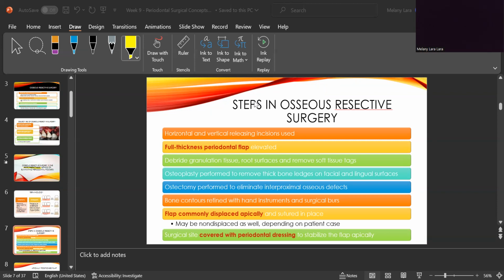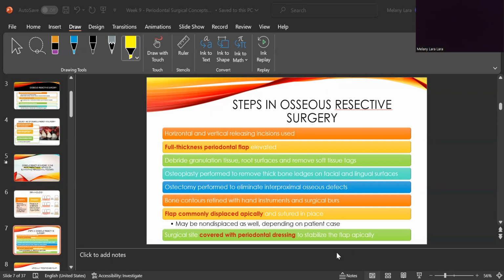Now, depending on the patient, like I mentioned, they're most commonly going to be displaced apically, but there might be instances where they will do a non-displaced flap. This completely depends on the patient. But most of the time, if we're going in with the intent of pocket reduction with osseous resection surgery, that flap's going to be displaced. Okay. So if I ever ask you a question on that, I'll specifically say what is most common.